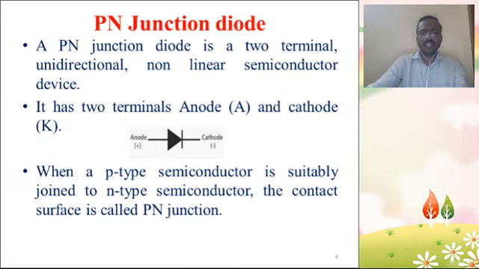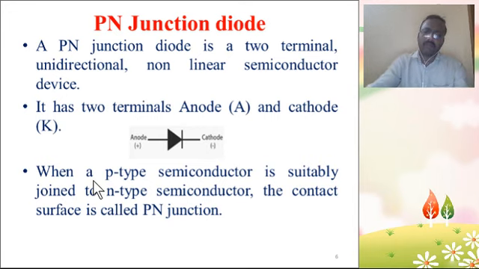So next we will see what is a PN junction diode. Generally, PN junction diode is made up of silicon material. A PN junction diode is a two-terminal, unidirectional, non-linear semiconductor device. It has two terminals, one is anode, another one is cathode. The anode terminal is also called the positive terminal. The cathode terminal is called the negative terminal.